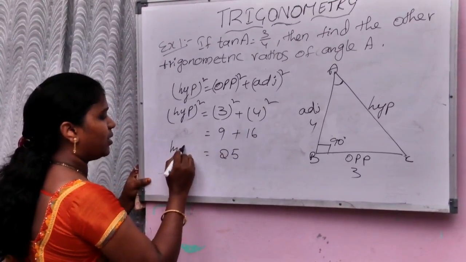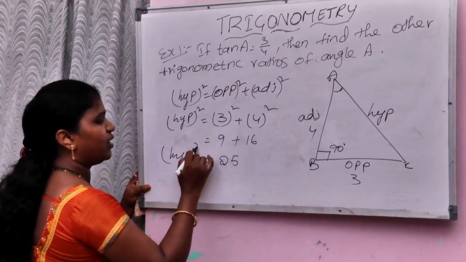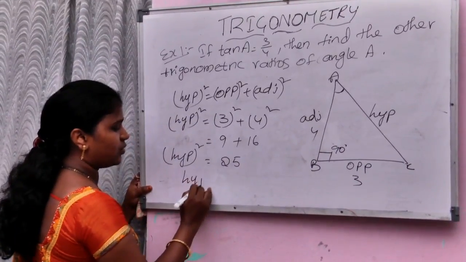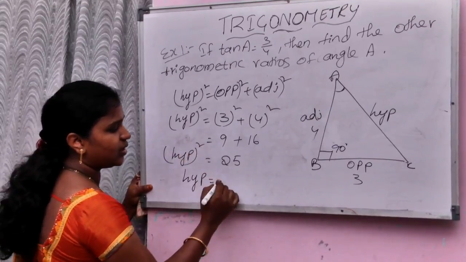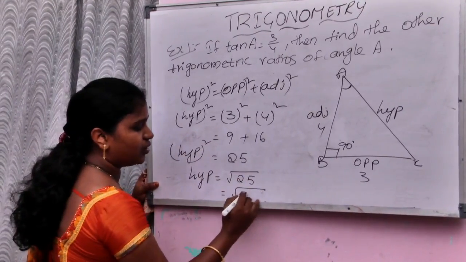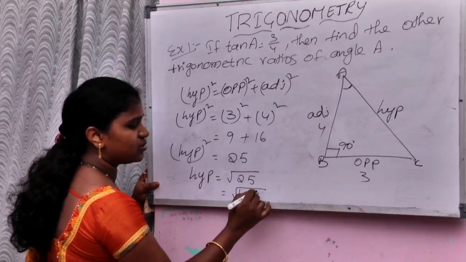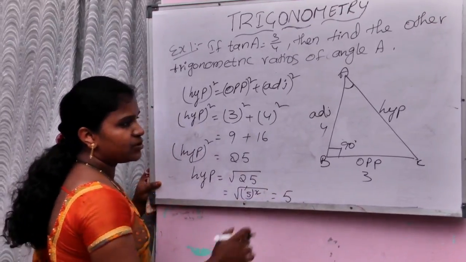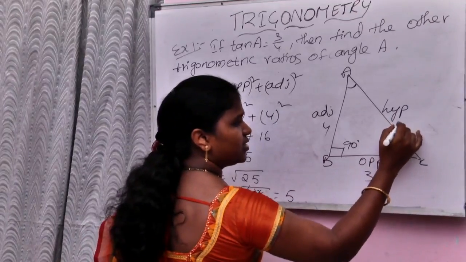This is hypotenuse square. But I want only the hypotenuse. So hypotenuse is equal to, if I remove the square here, the root of the other side. So root of 25. I can write 25 as 5 square. So square and root will be cancelled. So the value is 5. So the hypotenuse side we got it as 5.